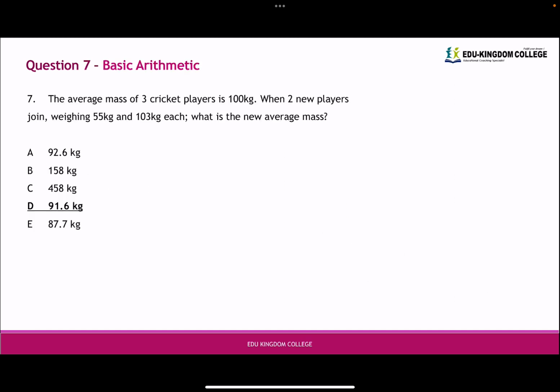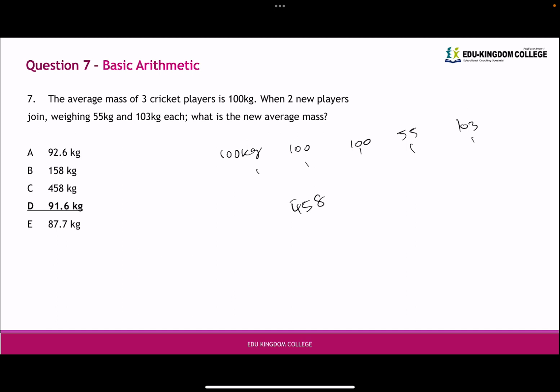Now, question 7. The average mass of 3 cricket players is 100 kilograms. So basically you can just think that all 3 of them weigh 100. Now, 2 new players join, one weighs 55, one weighs 103. What's the new average mass? So now we have 2 more players, so we've got to add these all up and divide by 5, because we've got 5 players. So 100, 200, 300, plus 103 is 403, plus 55 is 458.